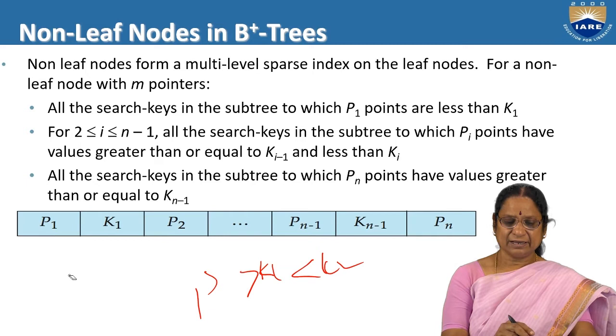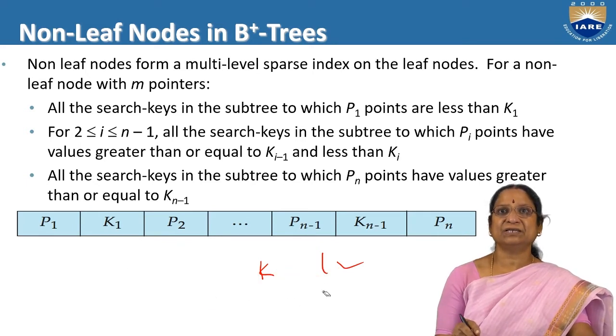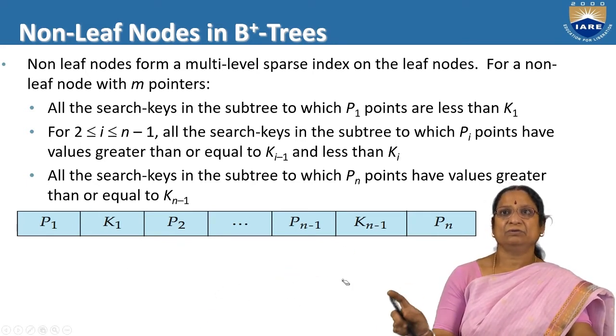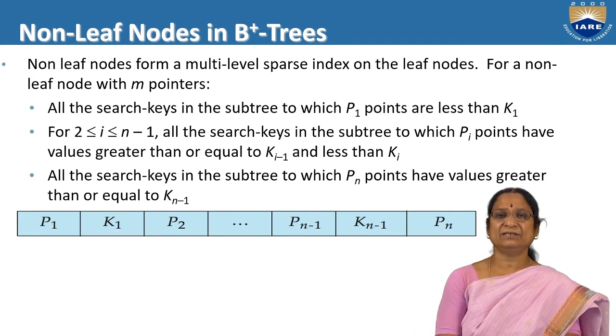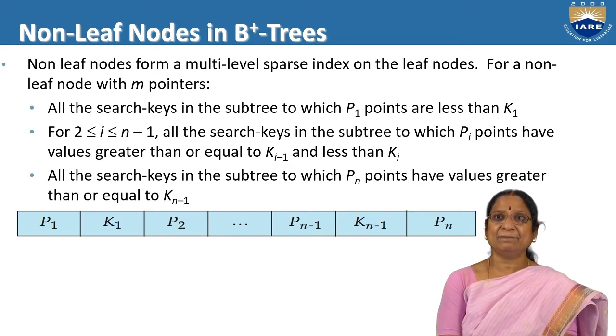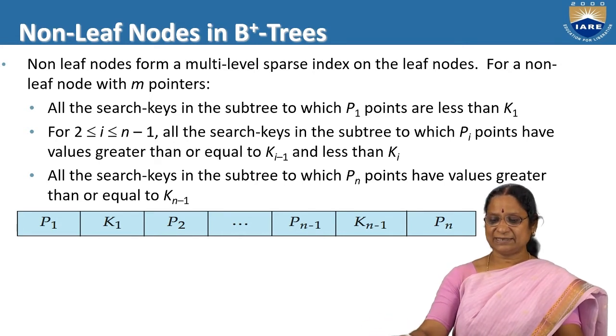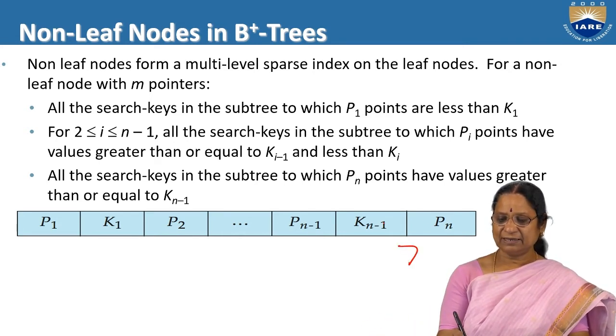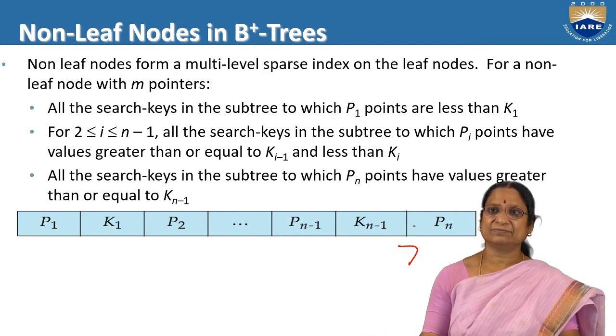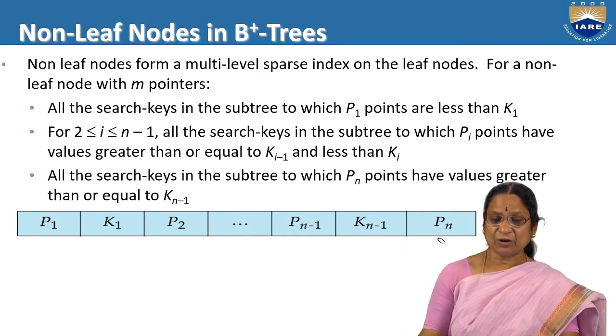So that means here, in the respective process, all search keys in the subtree to which P1 points are less than K1. For the remaining ones, 2 less than or equal to i less than or equal to n minus 1, all search keys in the subtree to which Pi points have values greater than or equal to Ki minus 1 and less than Ki. All search keys in the subtree to which Pn points have values greater than or equal to Kn minus 1. This additional one is there, no? This is the non-leaf node actually.